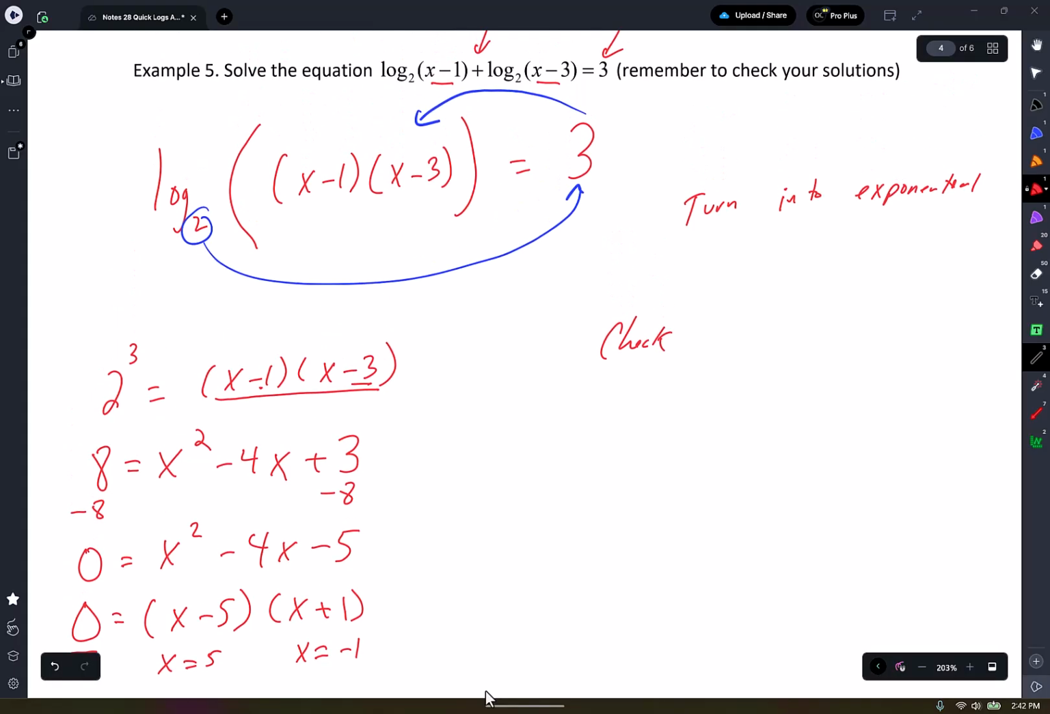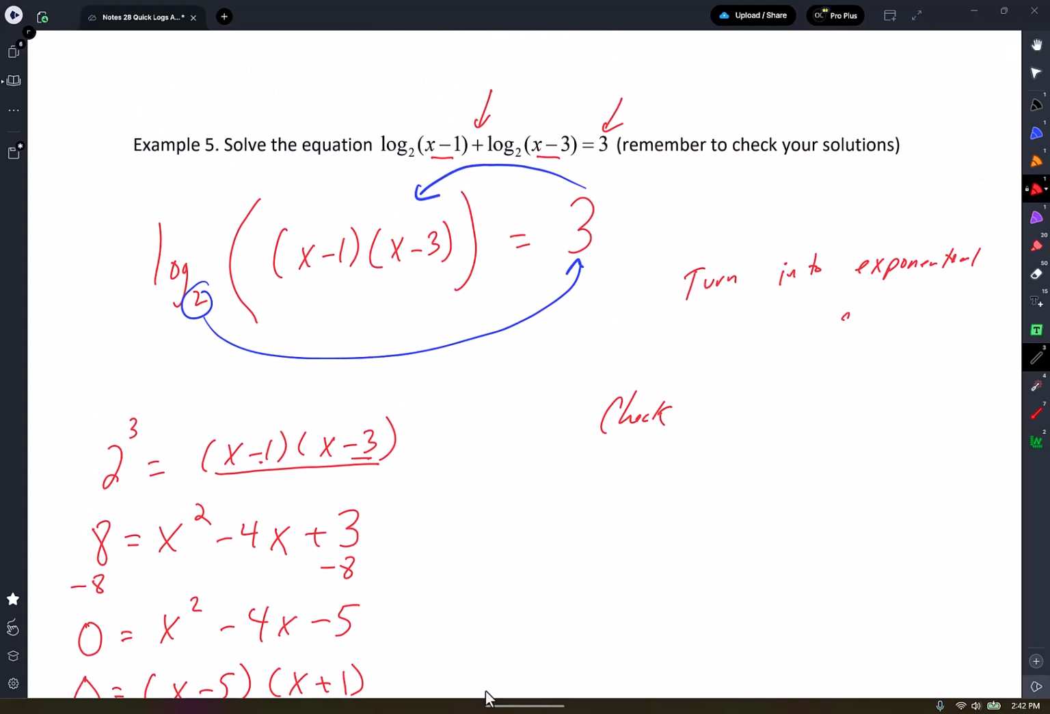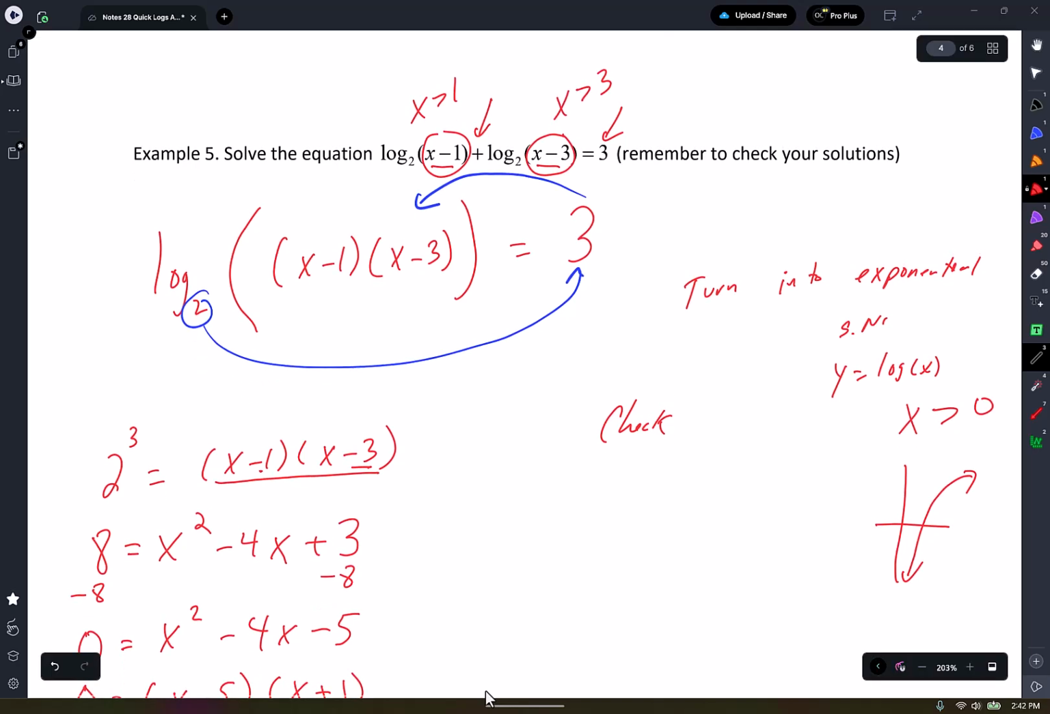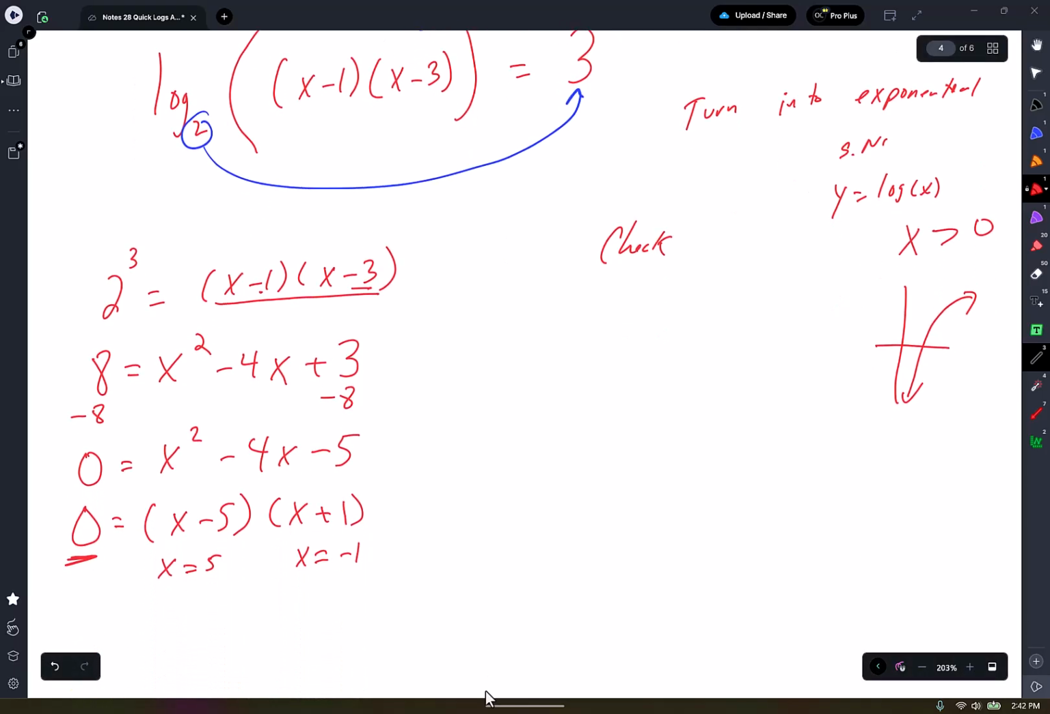Okay, now you've got to check it. Remember, y equals log x. Remember that x has to always be greater than 0. Why is that? Looking at this expression here, x has to be larger than 1, and x has to be larger than 3. So this is my restriction. I need x to be larger than 1. So which one can it not be? It can't be the negative 1. So this one will be false, and the answer is this one.